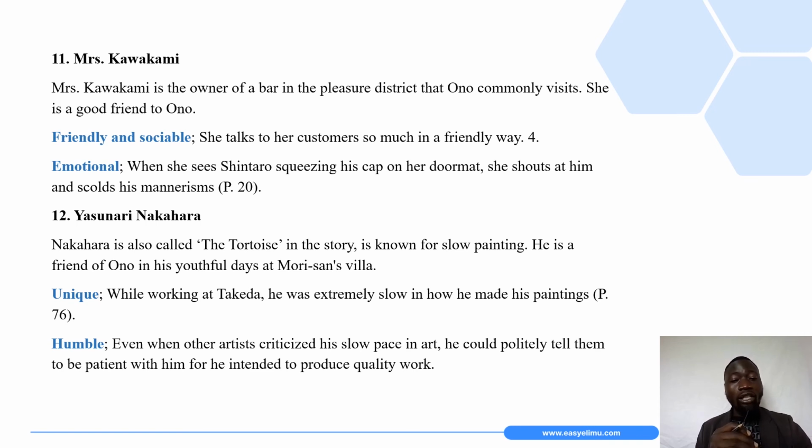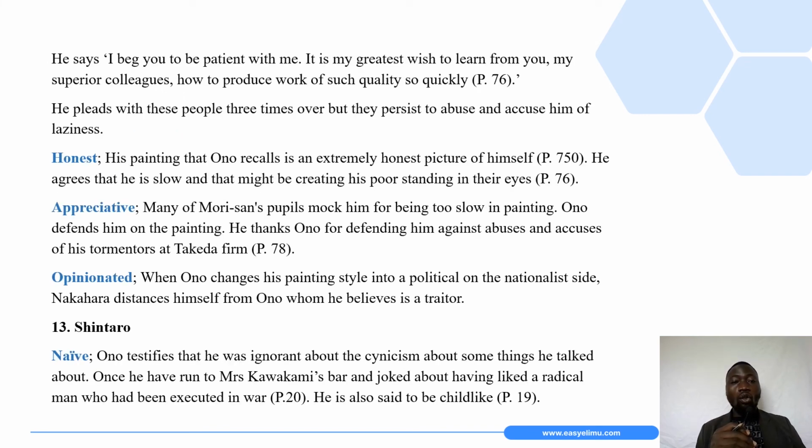We are told that while working at Takeda, he was extremely slow in how he made his paintings. So he's also humble. We are told that even when other artists criticize his slow pace in art, he could politely tell them to be patient with him, for he intended to produce quality work. So he says, I beg you to be patient with me. It is my greatest wish to learn from you, my superior colleagues, how to produce work of such quality so quickly.